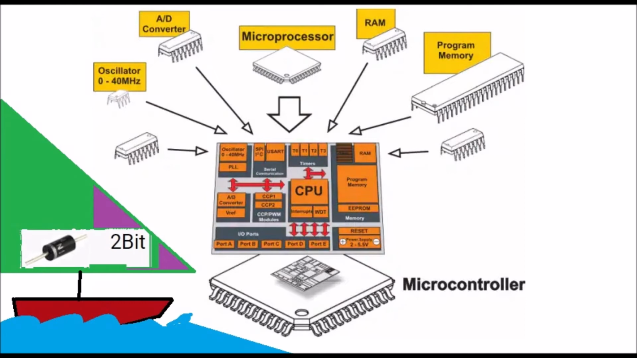Data memory. This is temporary storage of data. Data memory is used when instructions are being executed. Data memory is volatile. This means data is lost when the power is disconnected.